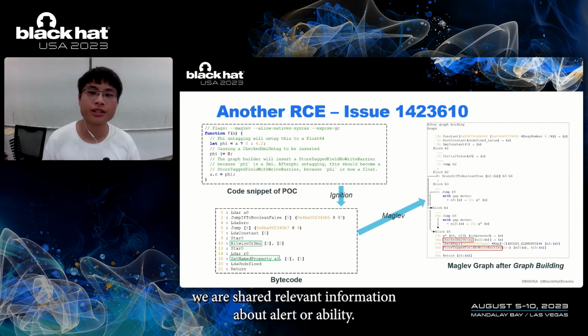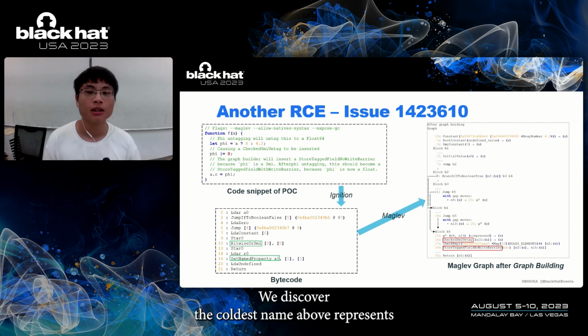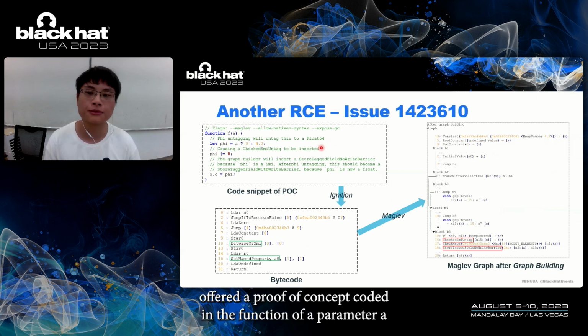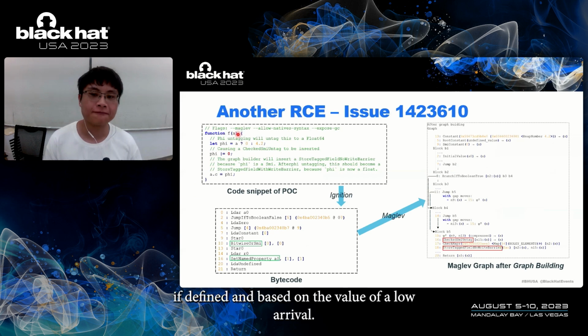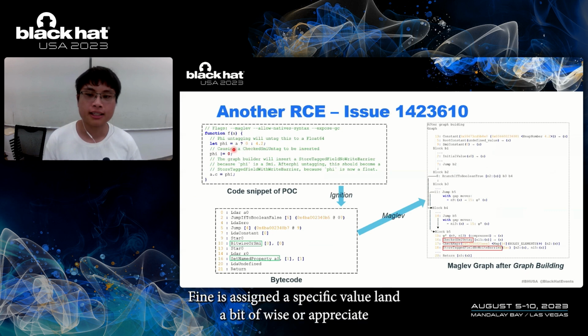Next, we will share the relevant information about the vulnerability we discovered. The code snippet above represents part of the proof of concept code. In the function f, a parameter a is defined, and based on the value of a, the variable phi is assigned a specific value.